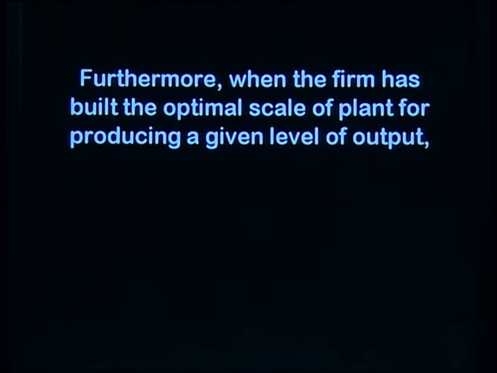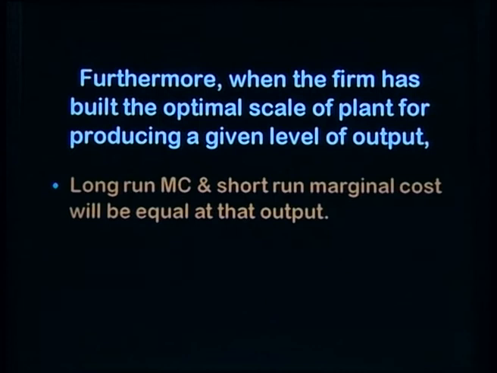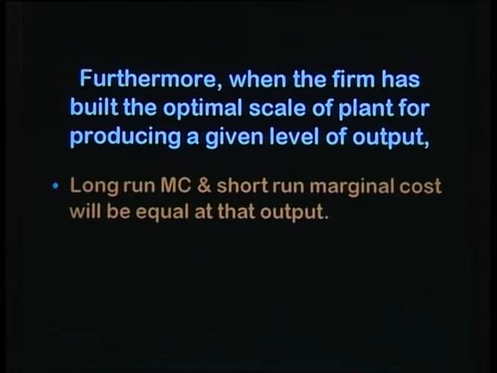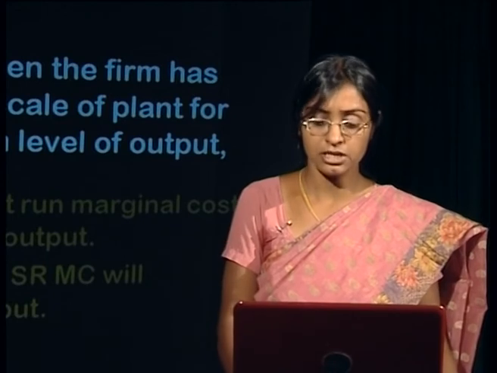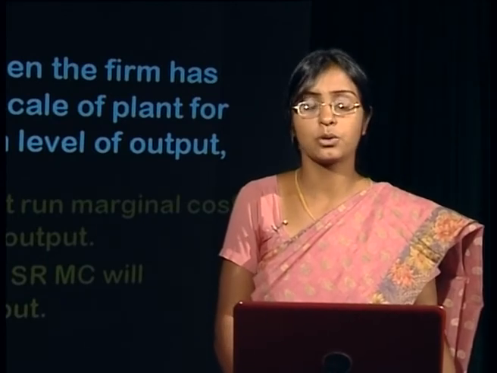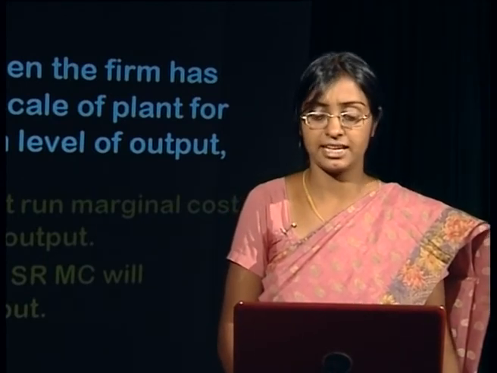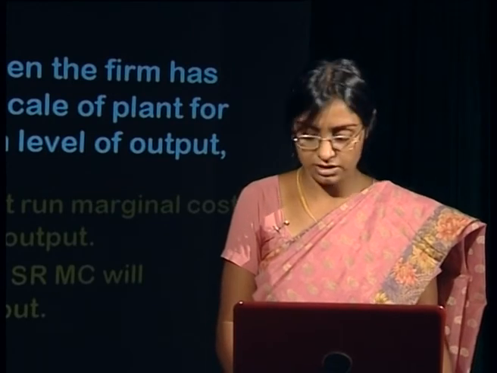Furthermore, when the firm has built the optimal scale of plant for producing a given level of output, long run marginal cost and short run marginal cost will be equal at that output. That is, the long run marginal cost and the short run marginal cost will intersect at that quantity level.